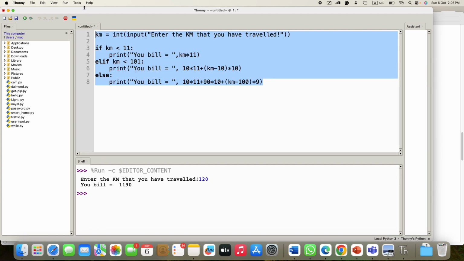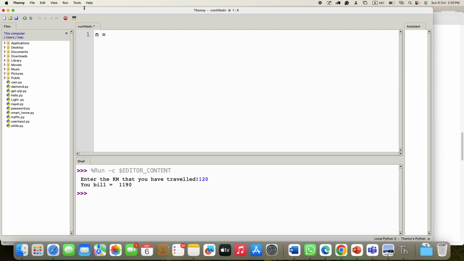First, you ask the user to enter a number, n, right? And then you do what? Yep, enter a number. You enter a number, then you run a while loop. While true, you ask the user to guess a number, right?